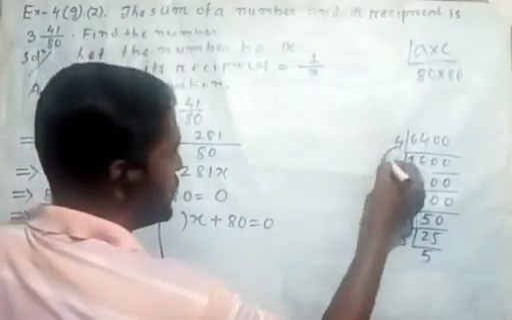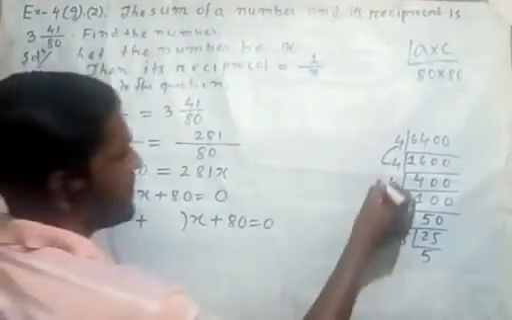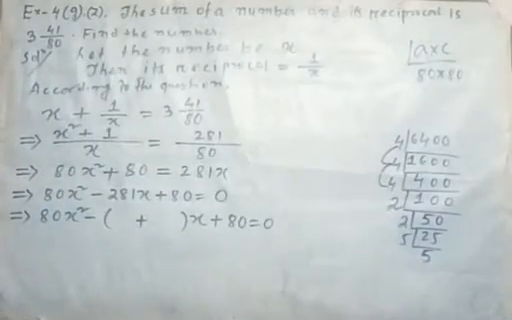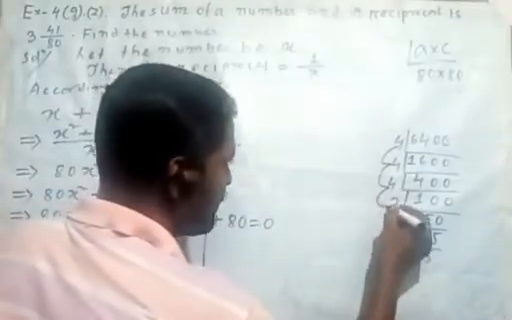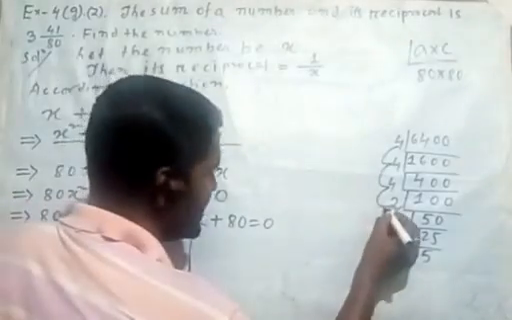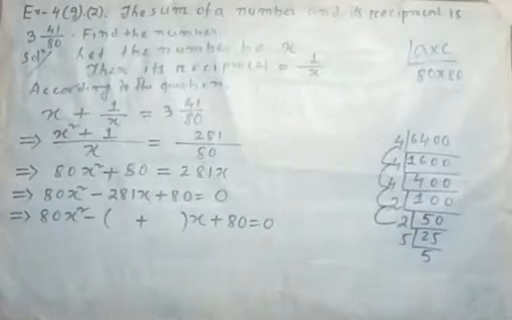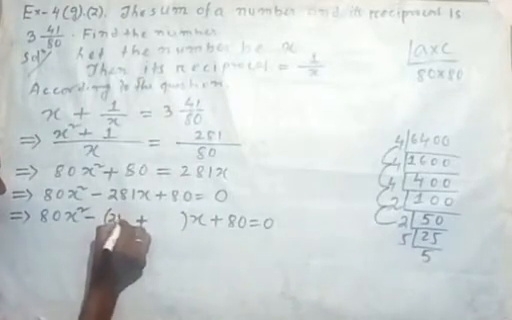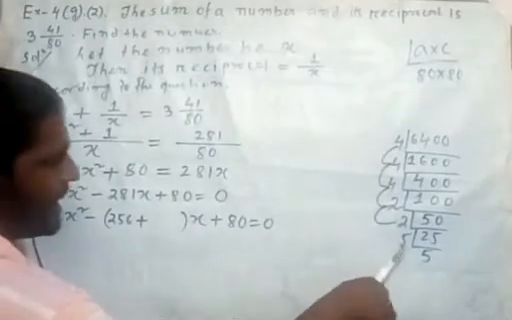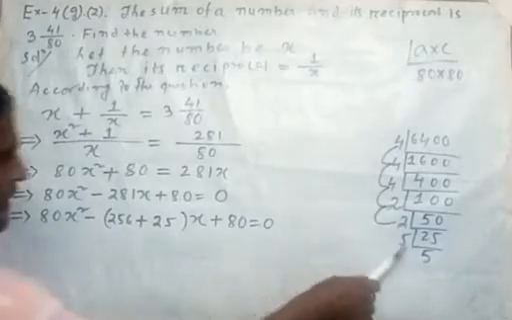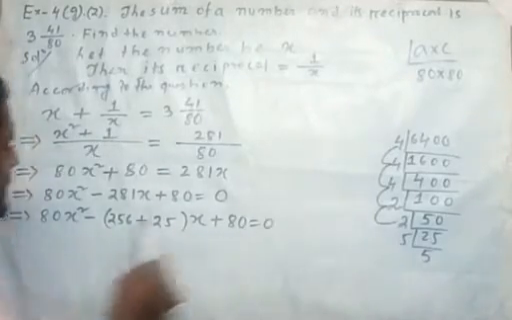281. Look, 4 into 4, 16, 16 into 4, 64, 64 into 2, 128, 128 into 2, 256. 256 plus 5 into 5, 25. 5 into 5, 25. How come 256 here?